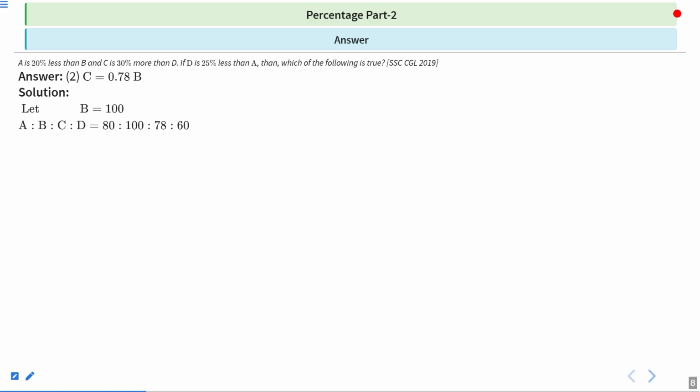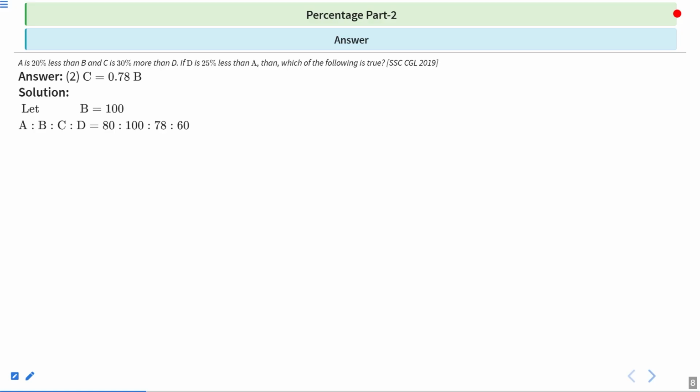Because it is given that A is 20% less than B. So if we let B equal 100, A will become 80. And it is also given that D is 25% less than A. Now A's value is 80, so D's value will become 75% of 80, which is 60.